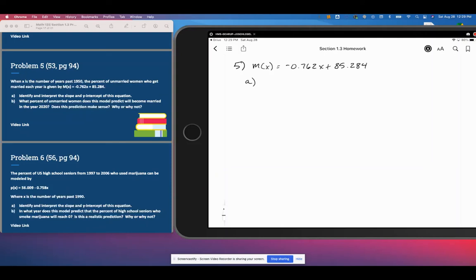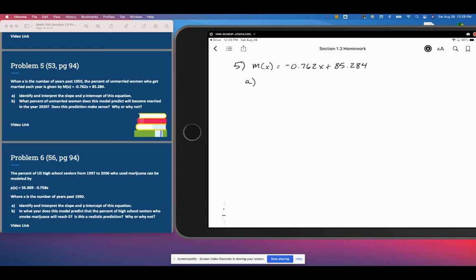Problem 5, coming to you. When X is the number of years past 1950, the percent of unmarried women who get married each year is given by that equation. And so as we've seen with some of the other examples, this model was probably accurate for a few years, but would not be something that we would be able to use to make a prediction about this today. That being said, we're going to continue.